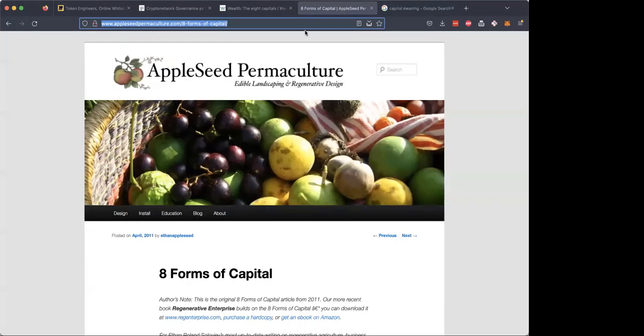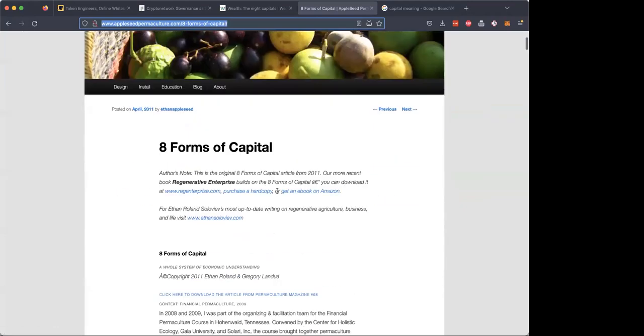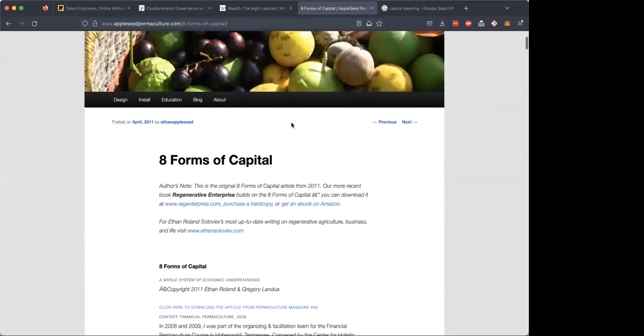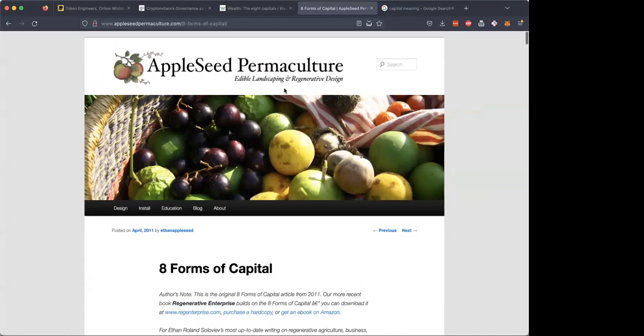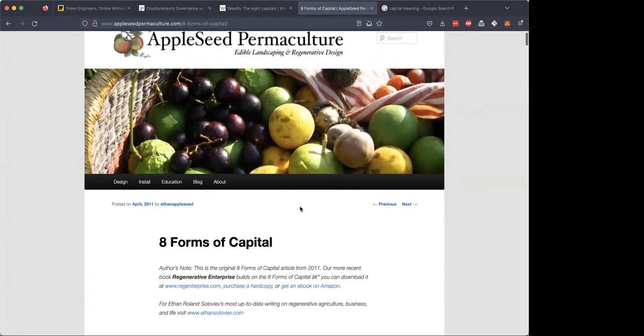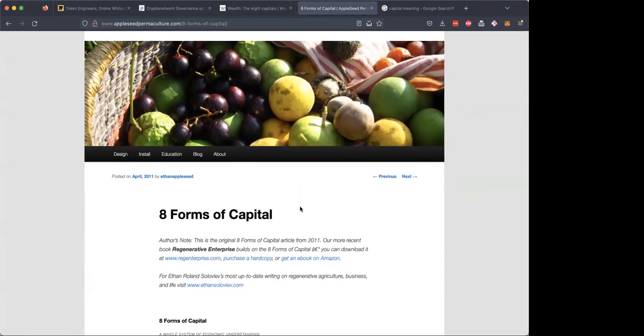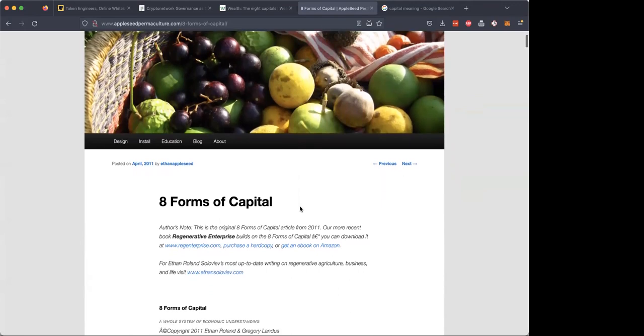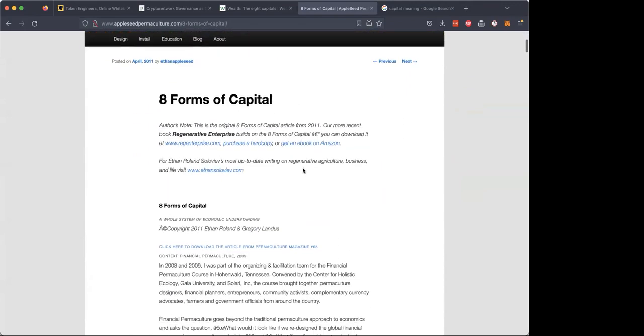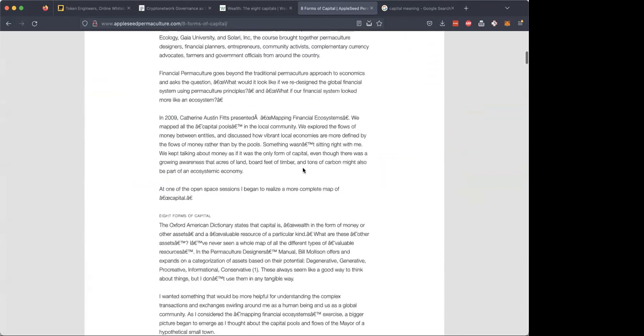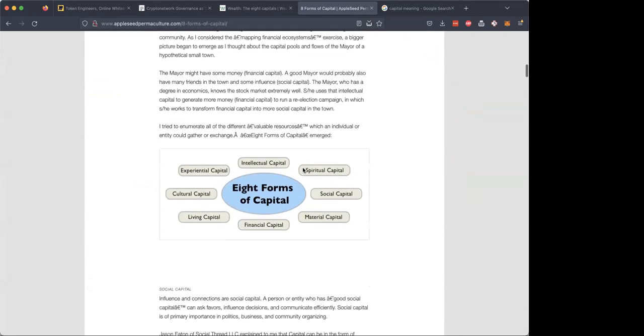But we found this article, right? 8 forms of capital. This comes out of regenerative agriculture, which has many parallels to holistic systems design. These guys have very matching values to us. And they came up with 8 forms of capital, rather than just money or financial assets, which is just one category.